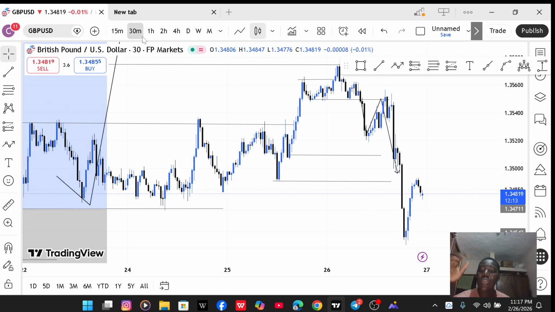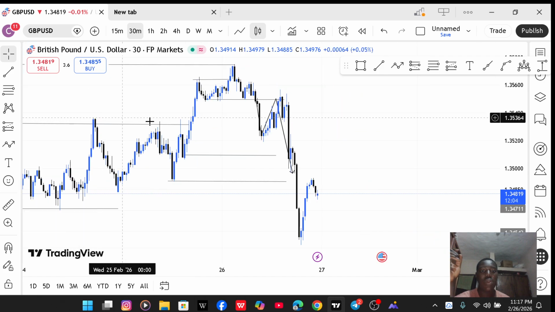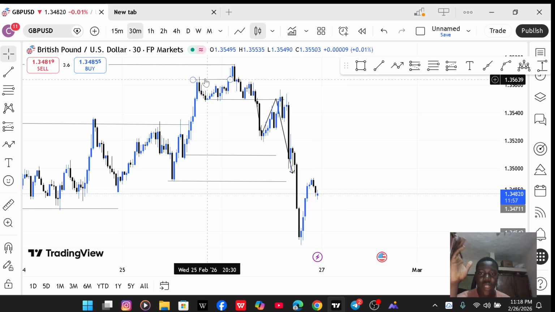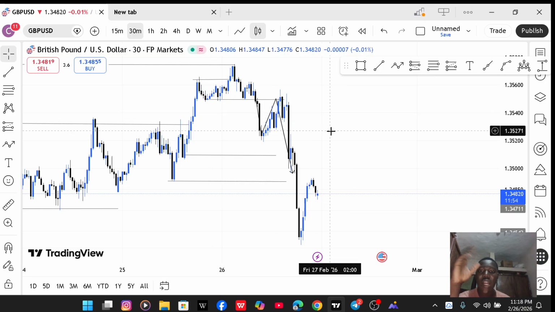Not that our trade was good, it was a 1 to 2.8. It was not up to 1 to 3. I usually do 1 to 3, but at least it did something like 1 to 2.5. So you can see it. So that's it.